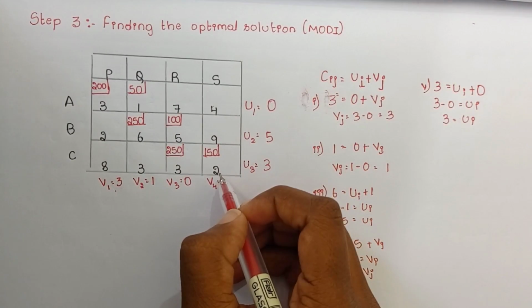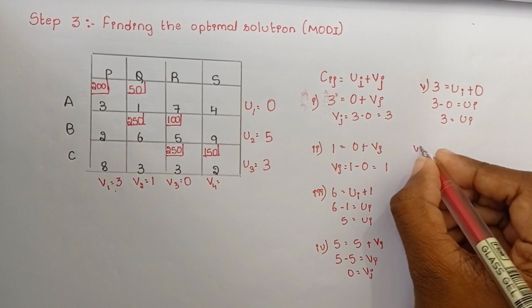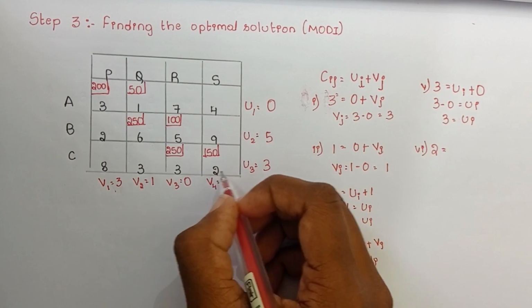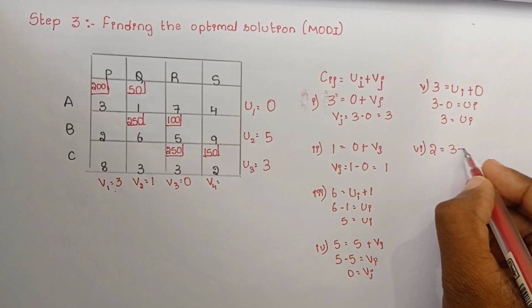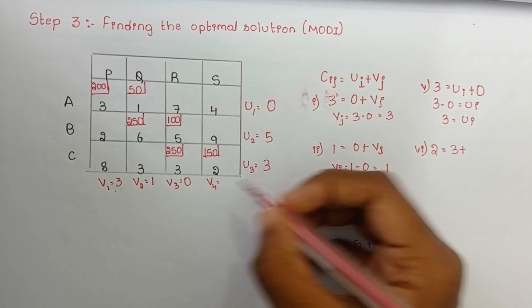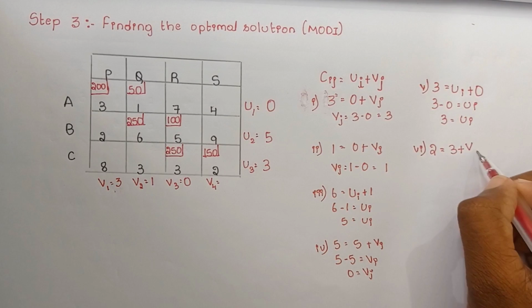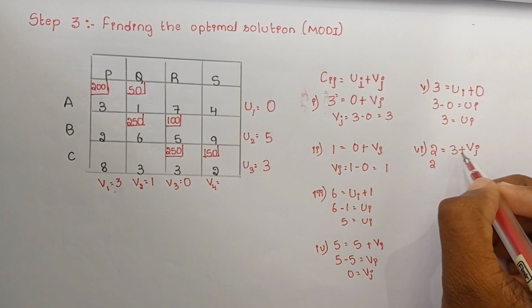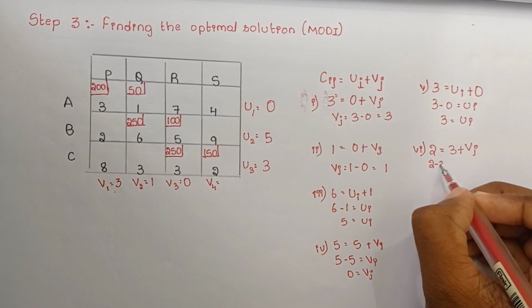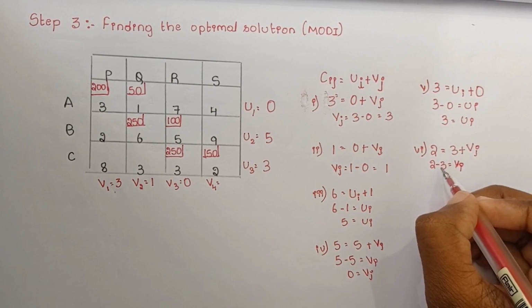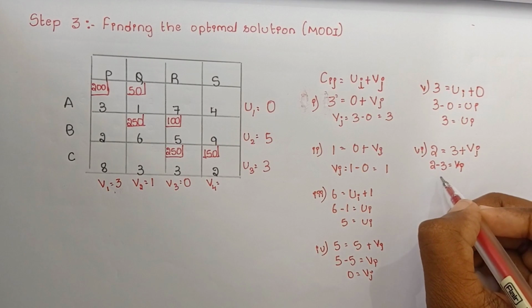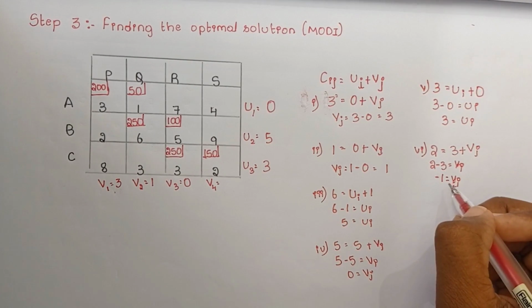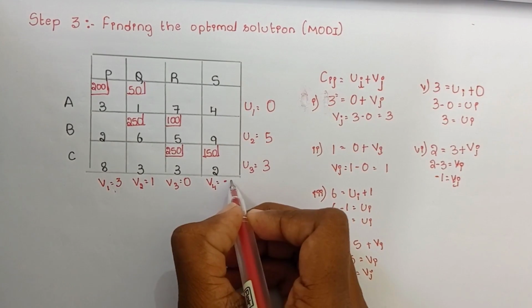Next, the next occupied cell is 2. So the Cij value is 2. 2 is equal to the u value for 2, which is 3, plus the v value for 2, which is not yet known. So I will write that as the same, that is Vj. When I transfer this 3 to the left side, the plus 3 will become minus 3. So 2 minus 3 is minus 1. Right? So 2 minus 3 is minus 1. Here the V4 value is minus 1.